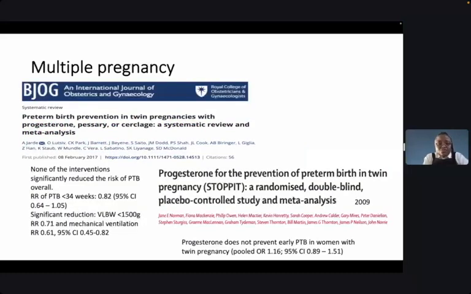Further studies also followed, looking at patients presenting with multiple pregnancies, the latest being done recently in 2017, and in 2009 the STOPPIT, and also the preterm birth prevention in twins study, where they looked at various interventions just to see if any intervention is really helpful in preventing preterm deliveries in twins. Their conclusion from the BJOG paper was that none of the interventions significantly reduced the risk of preterm birth overall. But there is a significant reduction in that giving progesterone actually prolonged the pregnancy by a few weeks.